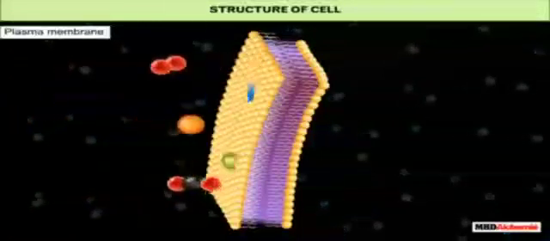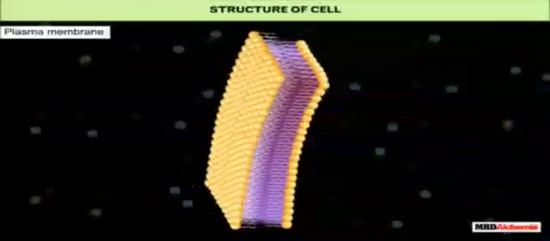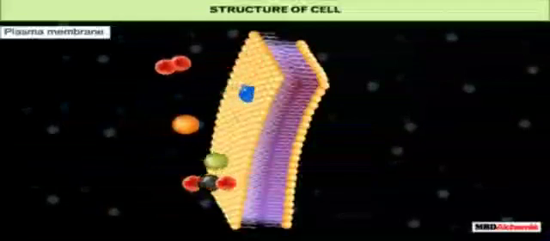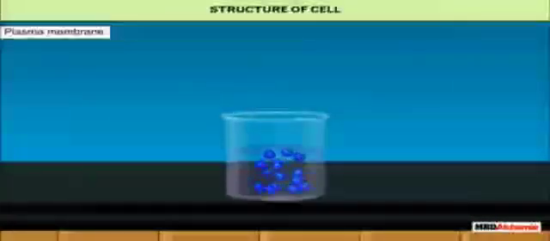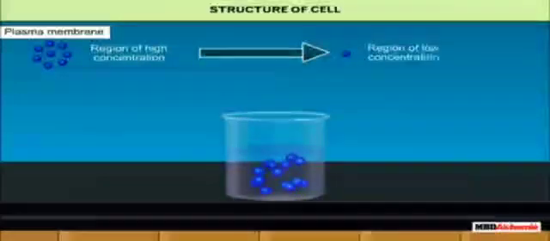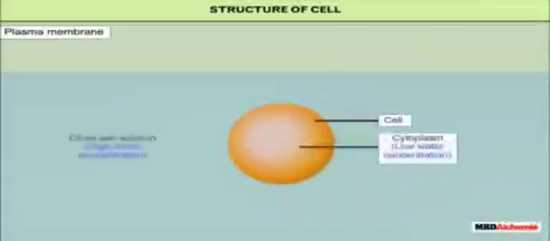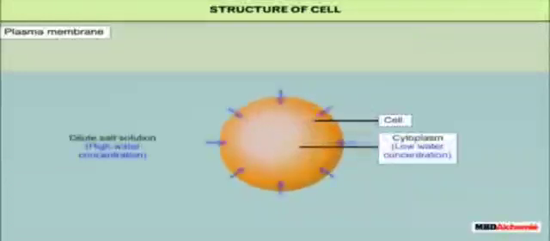It is a thin, elastic, and selectively permeable membrane which regulates the passage of the materials in and out of the cell. The movement of gases like oxygen and carbon dioxide across the plasma membrane takes place by the process of diffusion. Diffusion is the spontaneous movement of a substance from a region of high concentration to a region of its low concentration. Similarly, water also moves through the plasma membrane by the process of diffusion.